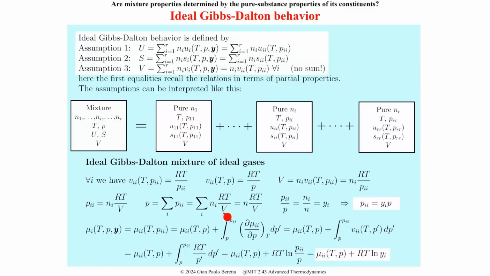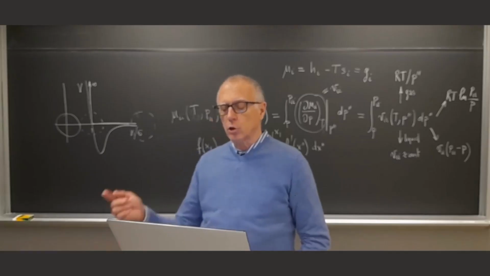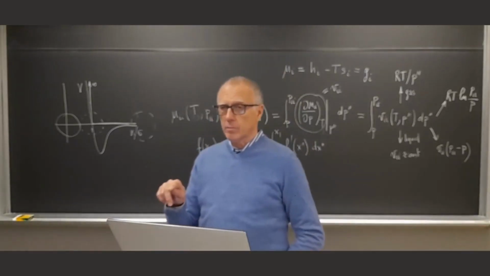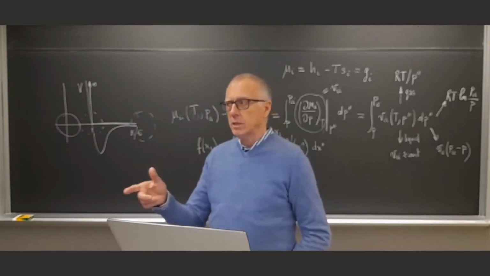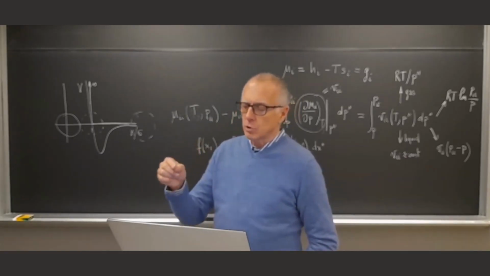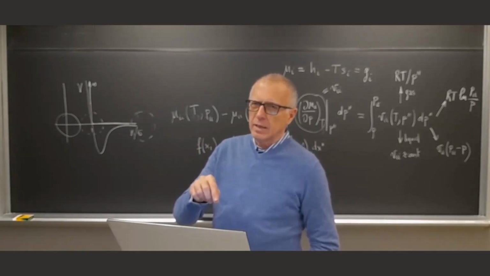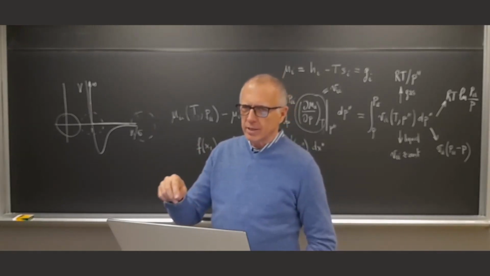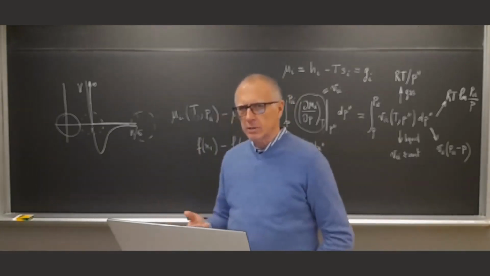See, RT and V do not have subscripts, so they go out of the summation. I'm left with the sum of the n's, which is just the total n of the particles in the mixture. So here, what do I get? That PV equals nRT. So it means that also the mixture behaves as an ideal gas. So what this proves is that an ideal Gibbs-Dalton mixture of ideal gases obeys the equation of state of an ideal gas. So it is an ideal gas itself.